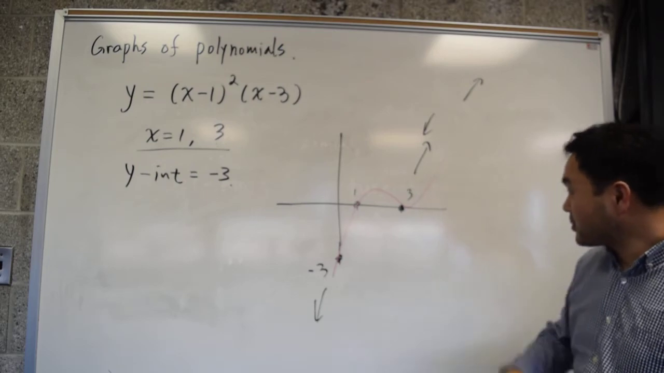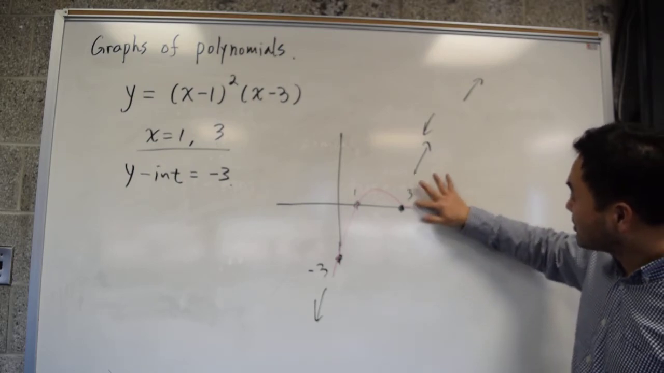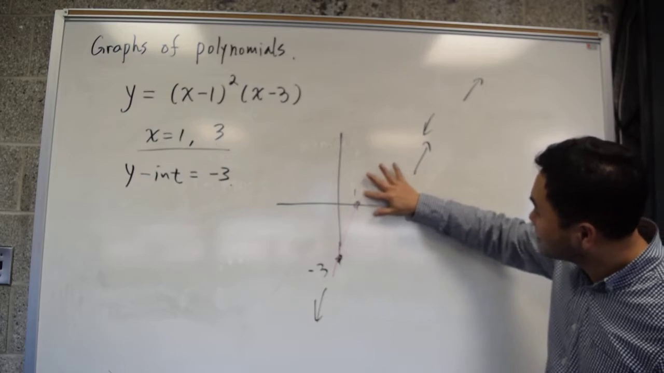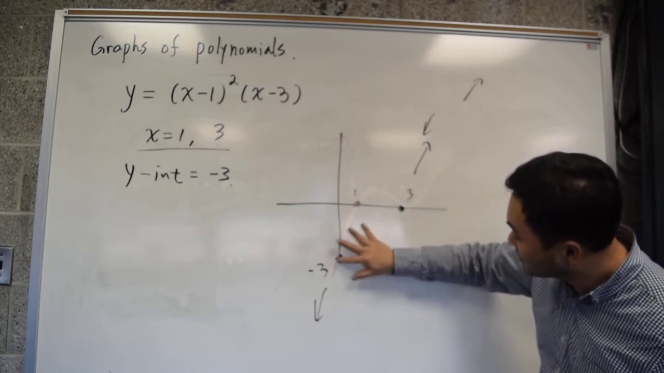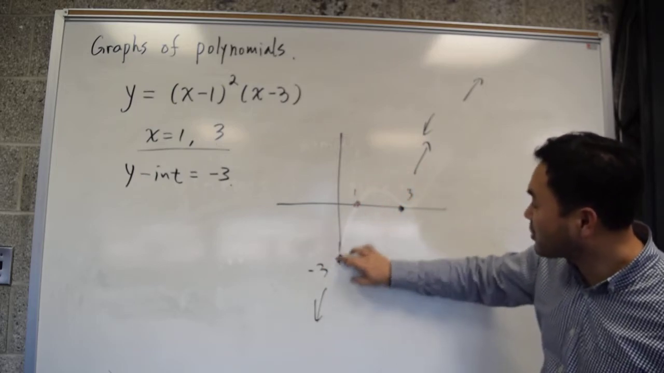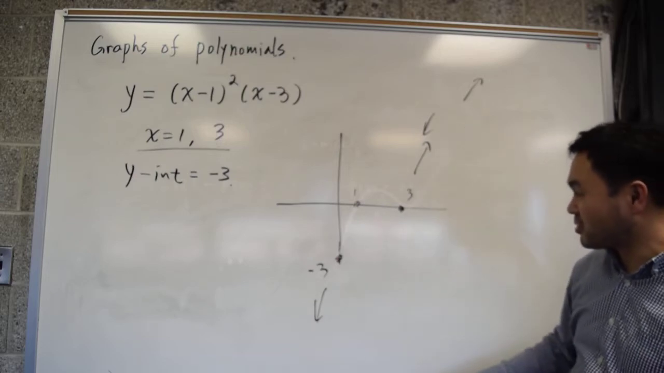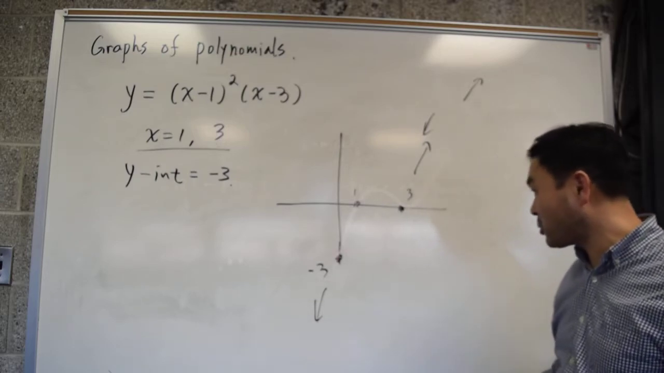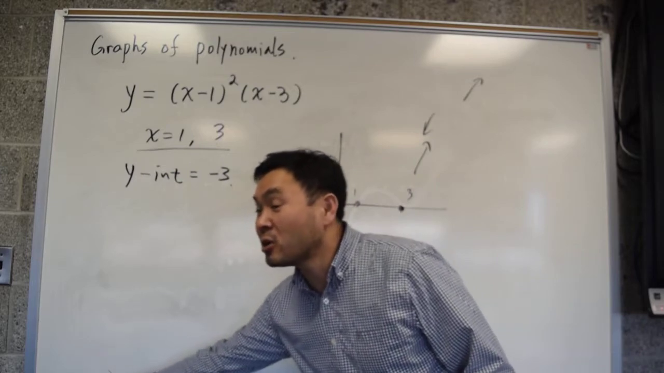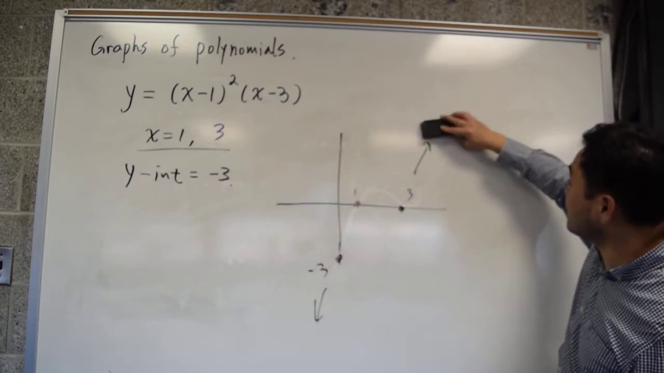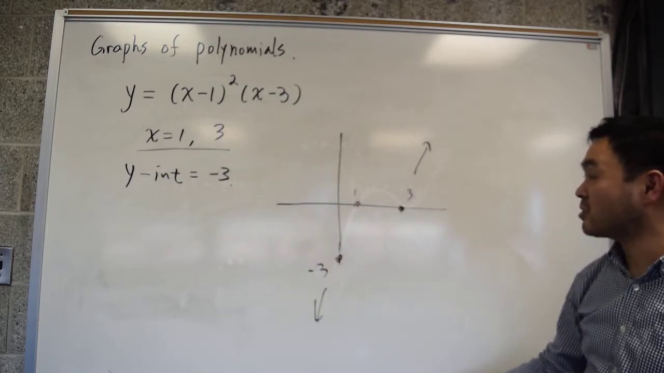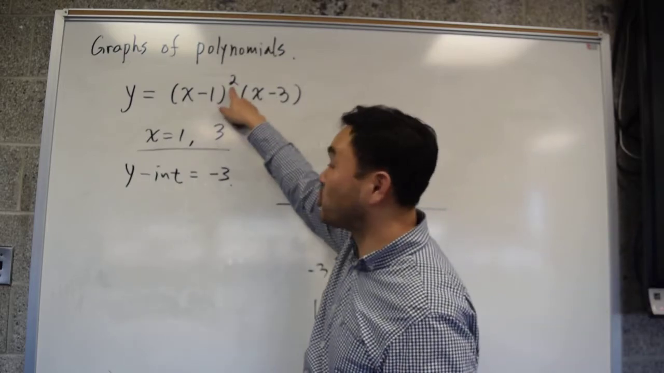No turn. Go down. Okay, so over here it's right, and it should be increasing. The end behavior we know is correct. Now what I wanted to explain at this point is the effect of this squared.